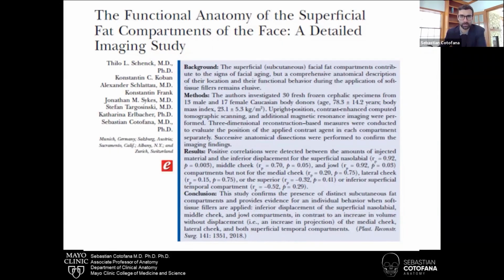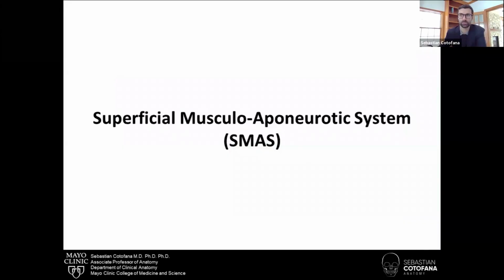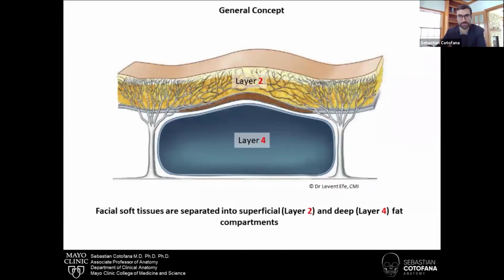And if you go deeper after the superficial fat compartments, we find another structure, which is termed the superficial musculoaponeurotic system. This superficial musculoaponeurotic system, also termed SMAS, is located below the superficial fat compartments, in this area here, between the superficial fat compartments in layer number 2 and the deep fat compartment, which is in layer number 4. You can see that exactly here.